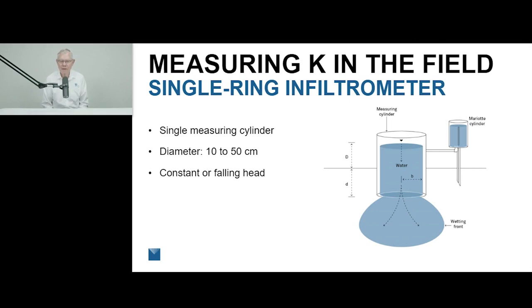Now, as we said earlier, water moves down by gravitational forces, but also moves down and out due to matrix forces. The flow is not one-dimensional. That needs to be taken into account in the analysis. The D and B dimensions are used for those corrections.